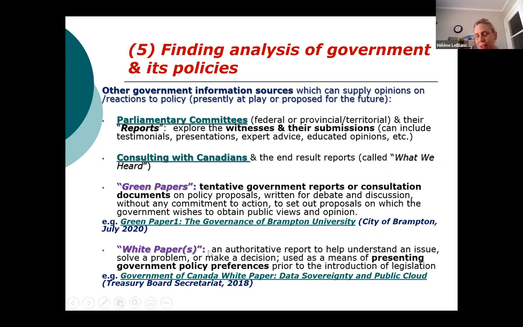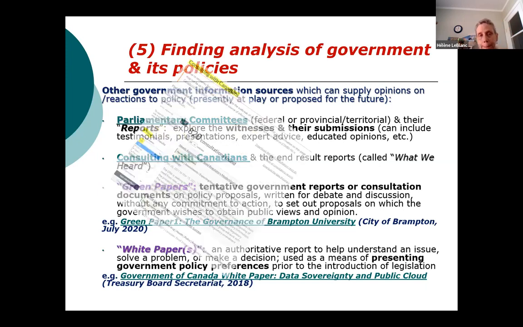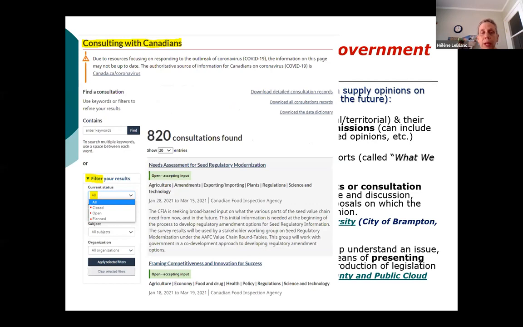We have, of course, the more traditional green papers and white papers, which have been around a couple of hundred years, especially in the UK and Canada. There's a slight difference of raison d'etre between the two, but they also are getting at people's opinions. This is consulting with Canadians. It's a mess to try to find, to search it. Half the time it's hell just trying to search these things. It's just so basic. But if you know they're there, you have a better chance of digging around and finding something.